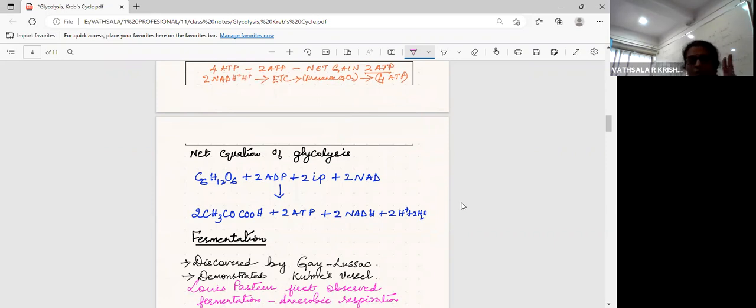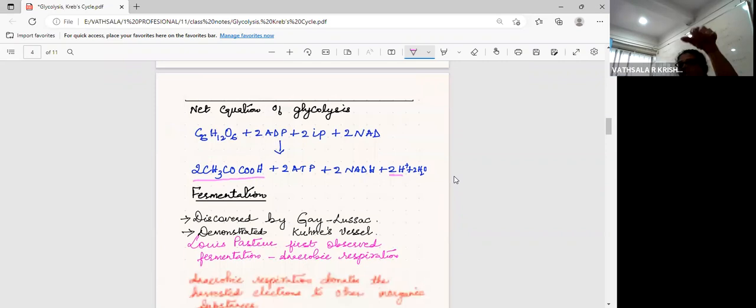The net equation of glycolysis is C6H12O6 plus 2 ADP, 2 inorganic phosphate and 2 NAD, converting to CH3COCOOH. What is CH3COCOOH? Pyruvic acid. And 2 ATP is formed, 2 NADH is formed. So 2 plus 4, 6. And hydrogen is released, 2 NADH and 2 H plus 2 H2O. So in the end, CH3COCOOH.